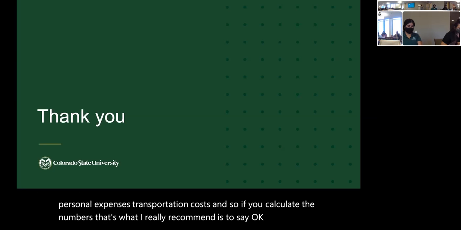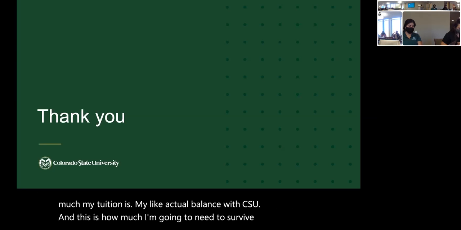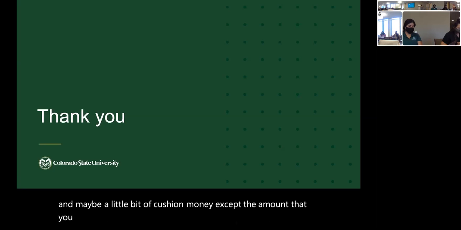And if you calculate the numbers, that's what I really recommend: say, okay, this is how much my tuition is, my actual balance with CSU. And this is how much I'm gonna need to survive with rent, food, and maybe a little bit of cushion money. Accept the amount that you actually need versus the full amount, because these loans accrue interest.